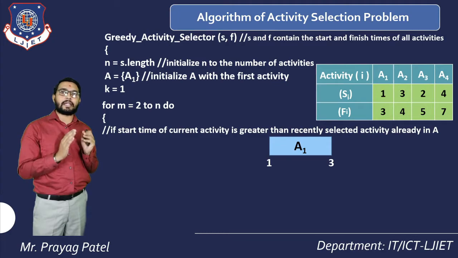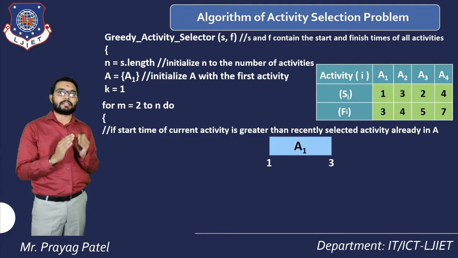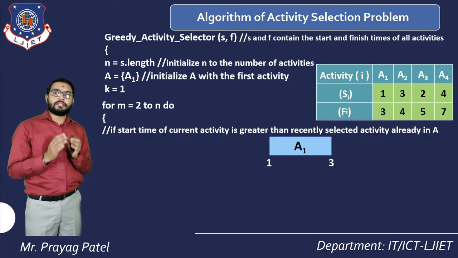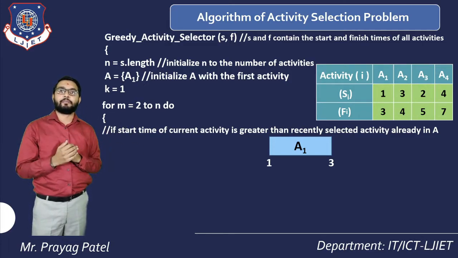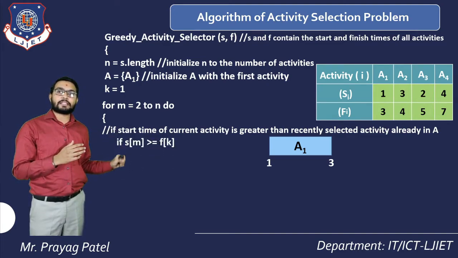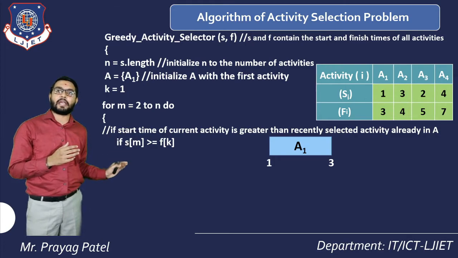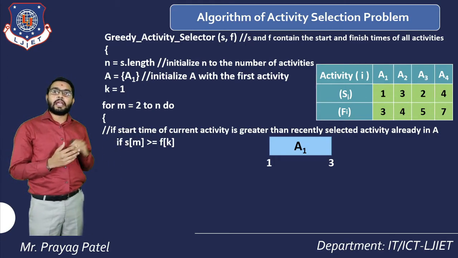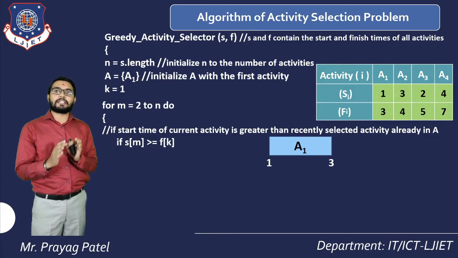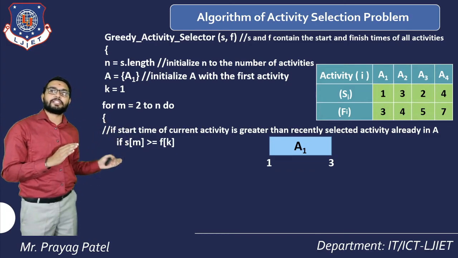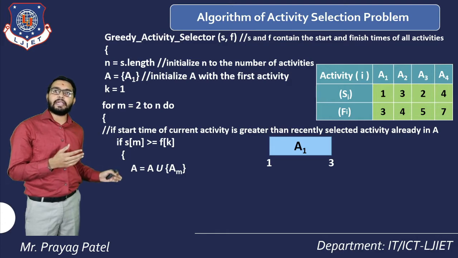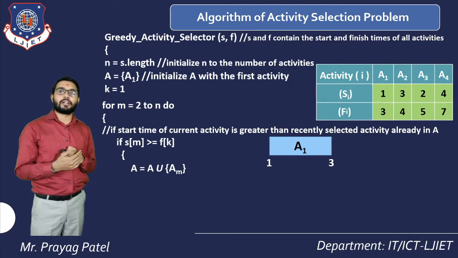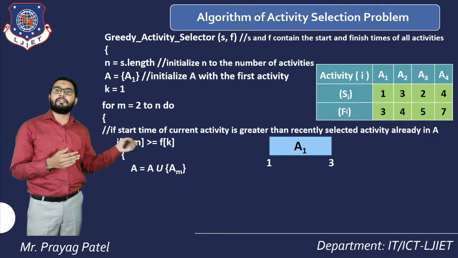In the next step, we check the condition: whether the starting time of the current activity is greater than or equal to the finishing time of the recently selected activity in A. So here consider the condition: if s of m is greater or equal to f of k. S of m means the current activity's starting time and f of k means the previously selected activity's finishing time. If so, then we select this activity, which means A equal to A union Am.